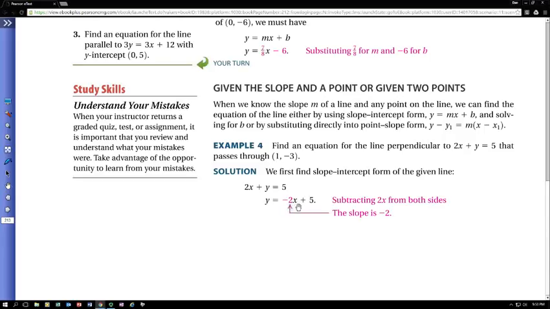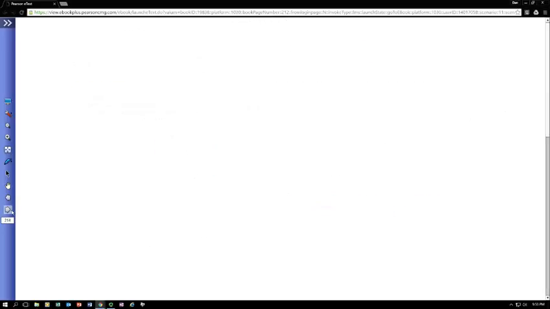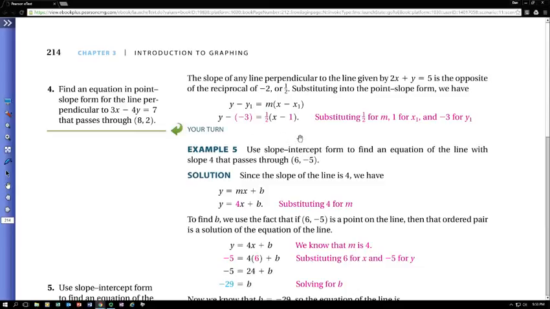So what is this slope? Well, it's going to be positive 1/2. 1/2 times -2 equals -1. And that's where they get that. They say the slope of any perpendicular line given by this 2x plus y equals 5 is the opposite of the reciprocal. Or another way to say that is if I multiply these two things together, I get -1.